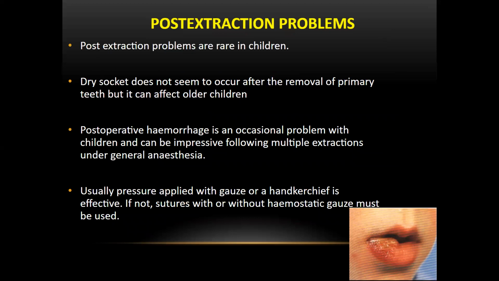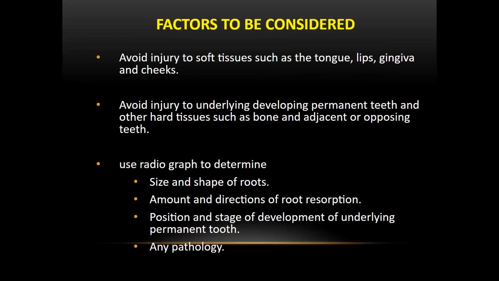What might be the post-extraction problems in children which are frequently seen? Post-extraction problems are rare in children. Dry socket does not seem to occur after extraction of primary teeth, but it can affect older children. Post-operative hemorrhage is an occasional problem with children and can be impressive following multiple extractions under general anesthesia. Usually, pressure applied with gauze or a handkerchief is effective. If not, sutures with or without hemostatic gauze must be used.